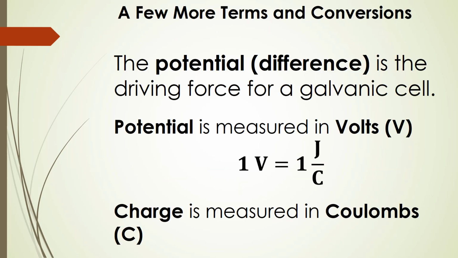So we just need a few more terms and conversions as we move through electrochemistry. So the potential difference is actually very important, and so you can see I have difference in parentheses, and basically you'll see potential difference or you'll see just plain old potential, and it means the same thing. And this is the driving force for a galvanic cell. Now this potential is measured in volts, and so 1 volt is equal to 1 joule per coulomb, and coulomb is a unit for charge. So charge is measured in coulombs, and it's represented with a capital C.